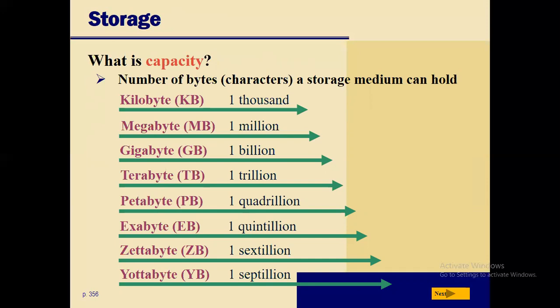1024 bytes equal 1 kilobyte, 1024 kilobytes equal 1 megabyte, 1024 megabytes equal 1 gigabyte, 1024 gigabytes equal 1 terabyte, 1024 terabytes equal 1 petabyte, 1024 petabytes equal 1 exabyte, 1024 exabytes equal 1 zettabyte, and 1024 zettabytes equal 1 yottabyte, and the last one is the brontobyte. In decimal terms, a kilobyte is about 1000 bytes, a megabyte 1 million, a gigabyte 1 billion, a terabyte 1 trillion, and then quadrillion, quintillion, sextillion, septillion, up to the yottabyte.